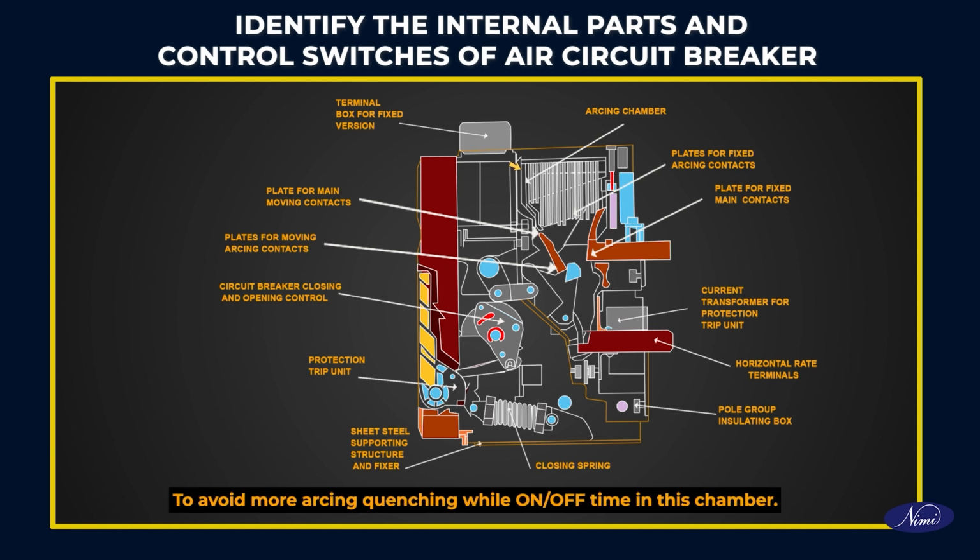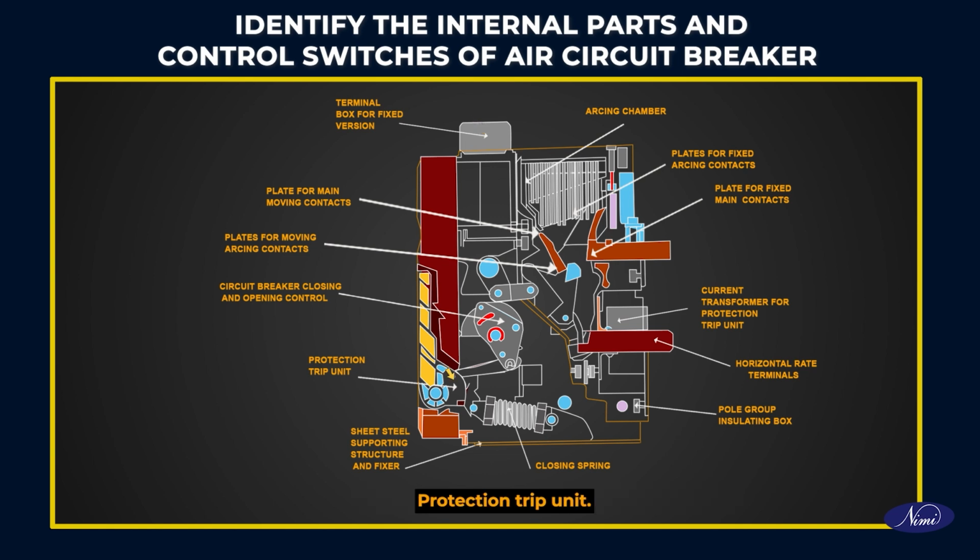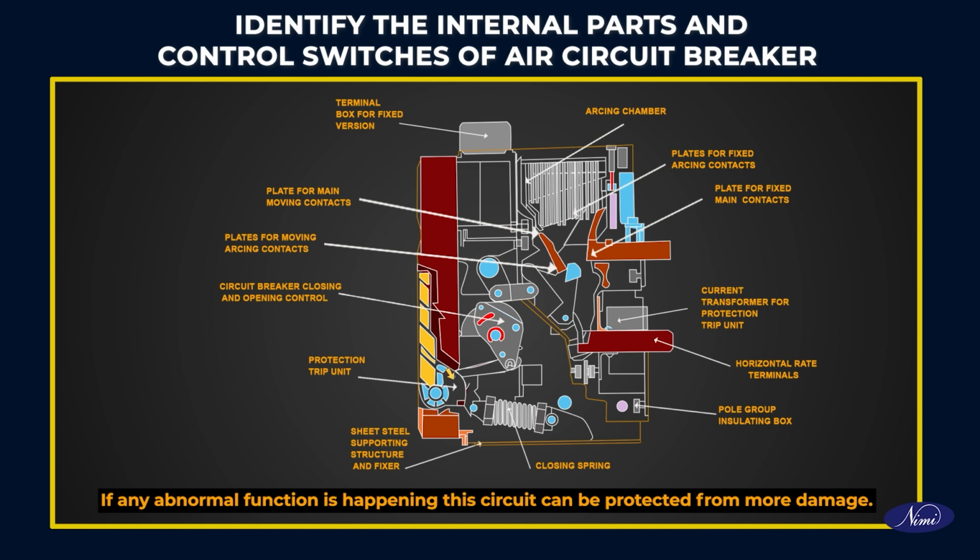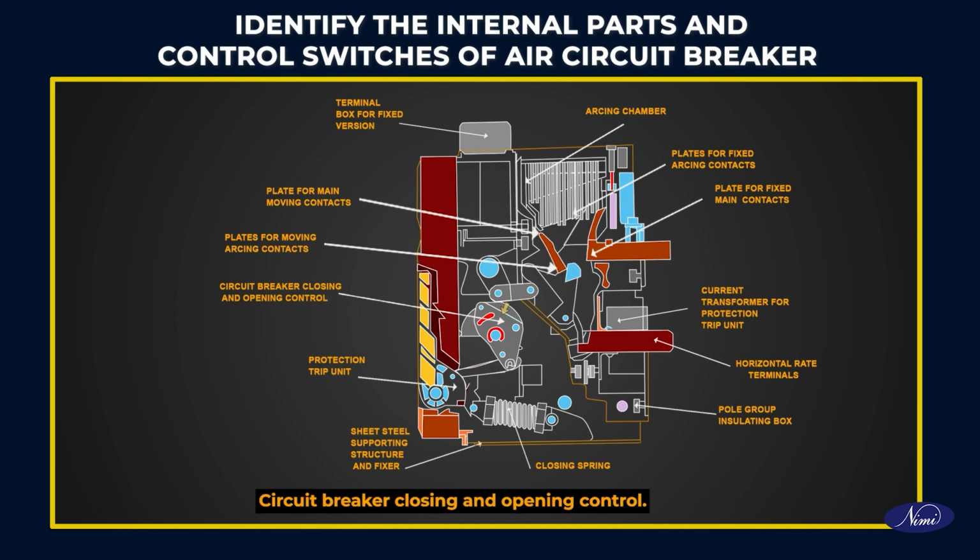Arcing chamber. To quench arcing during on or off time in this chamber. Terminal box for fixed version. Sliding contacts for withdrawable version. Protection trip unit. If any abnormal function is happening, the circuit can be protected from more damage. Circuit breaker closing and opening control. It is a mechanism for the circuit breaker during opening and closing time. Closing spring. While opening and closing the air circuit breaker from the panel, this spring will be activated.